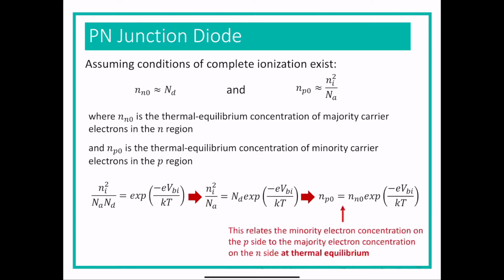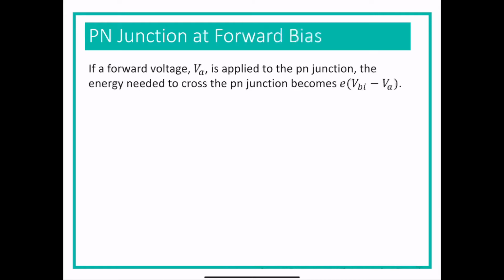What we're going to do now is take this equation and apply it to a forward bias junction, because this is telling us the majority and minority concentrations at thermal equilibrium, and we need to know what happens if we apply a forward voltage. If we apply that, then the energy needed to cross the junction is actually less. It's going to be the built-in voltage minus whatever we apply, because whatever we apply is working against the built-in voltage and making it less of an issue.